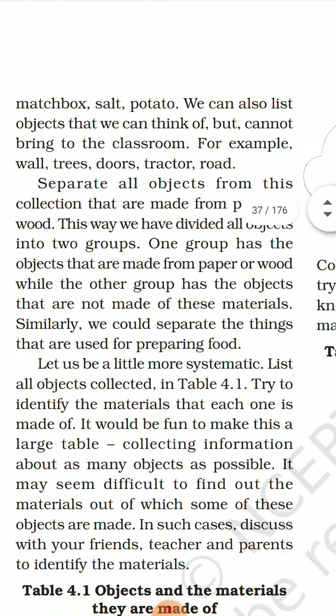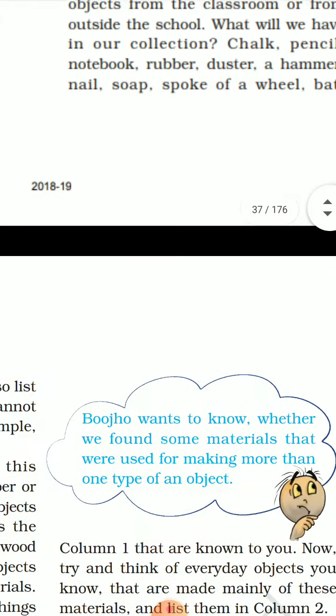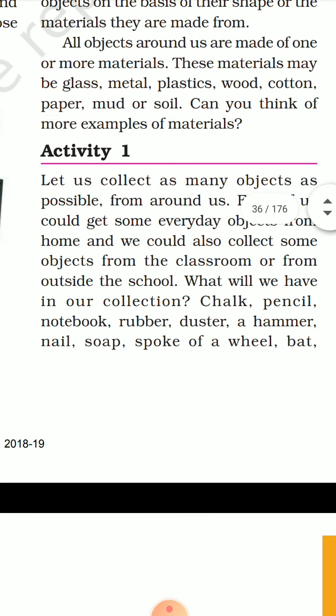Similarly, you have to find out various objects that are around you. ठीक है, आप कोई भी 10 ऑब्जेक्ट्स अपने आसपास देखिए और वो ऑब्जेक्ट किस चीज़ से बने हुए हैं उनको मटेरियल कॉलम में लिखना है.